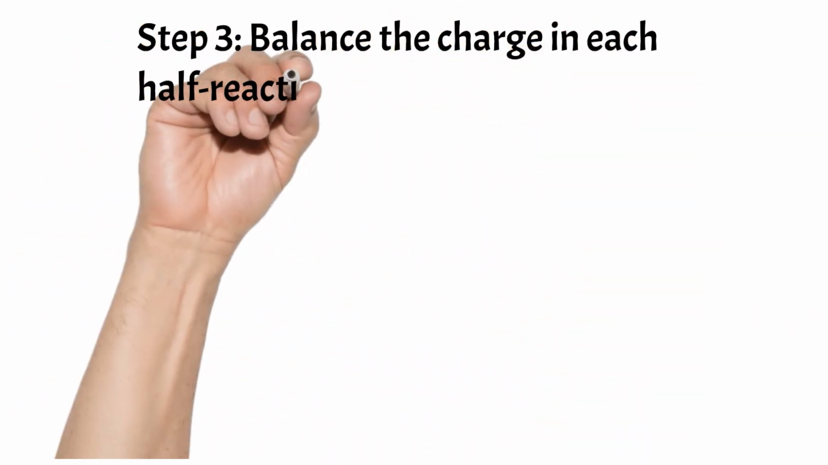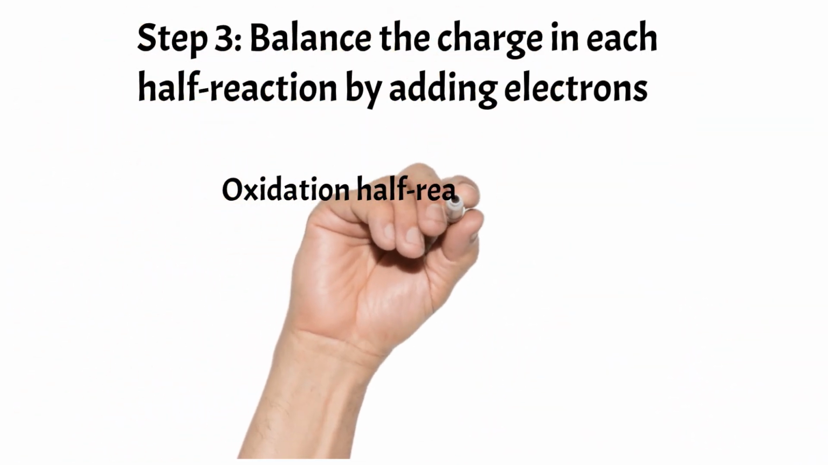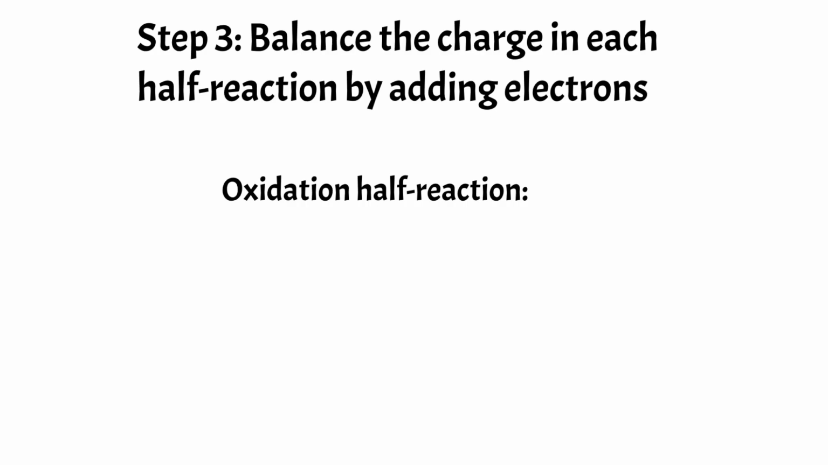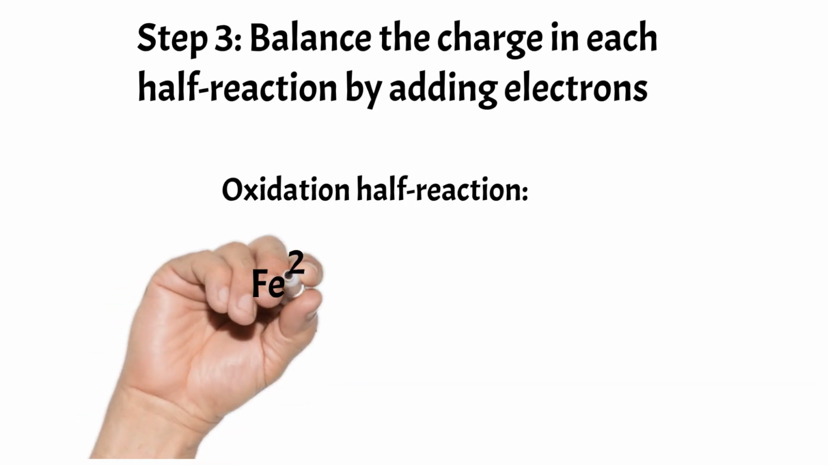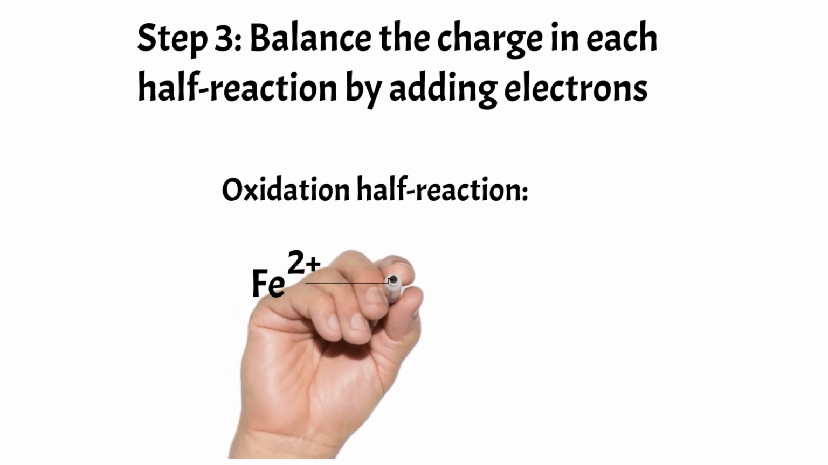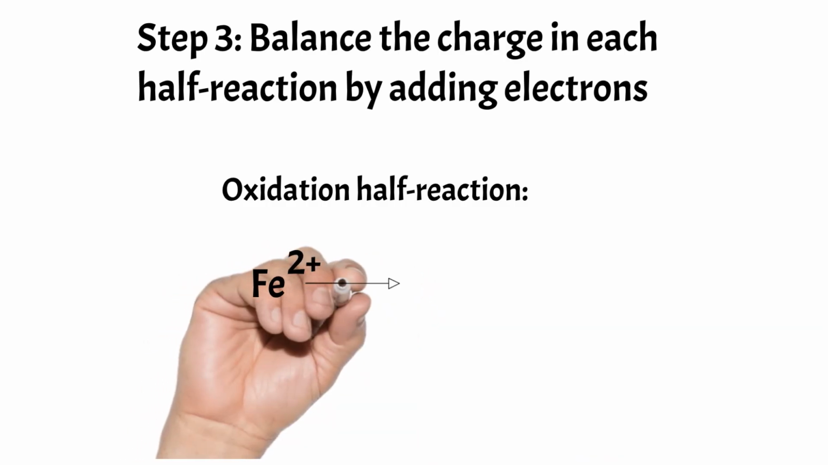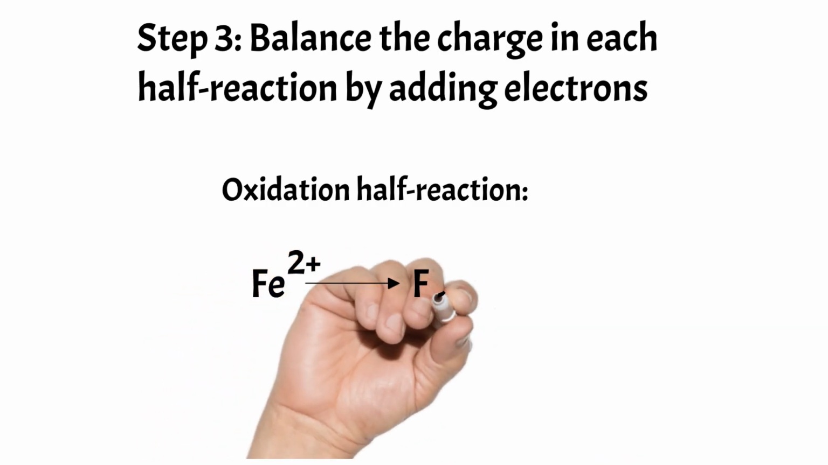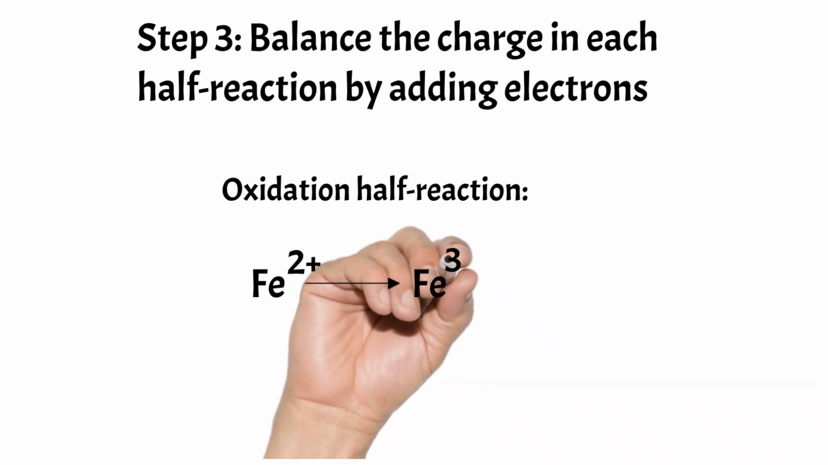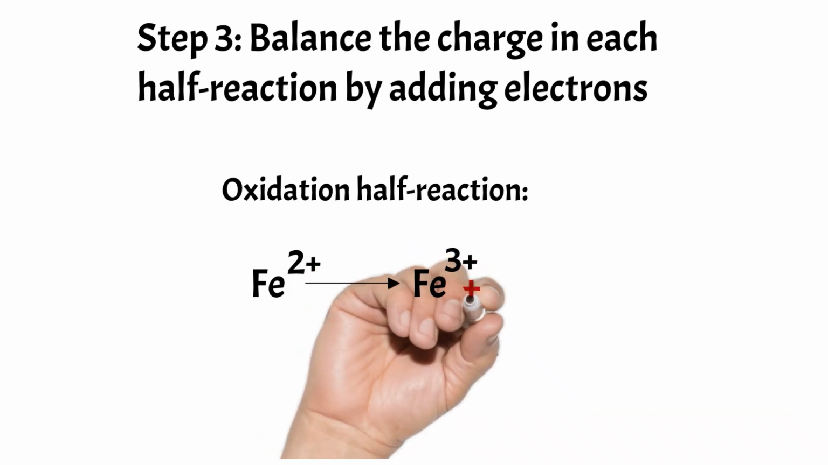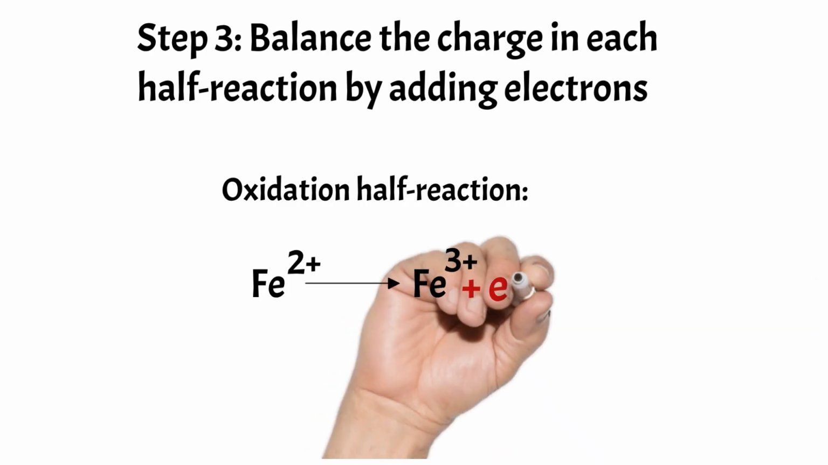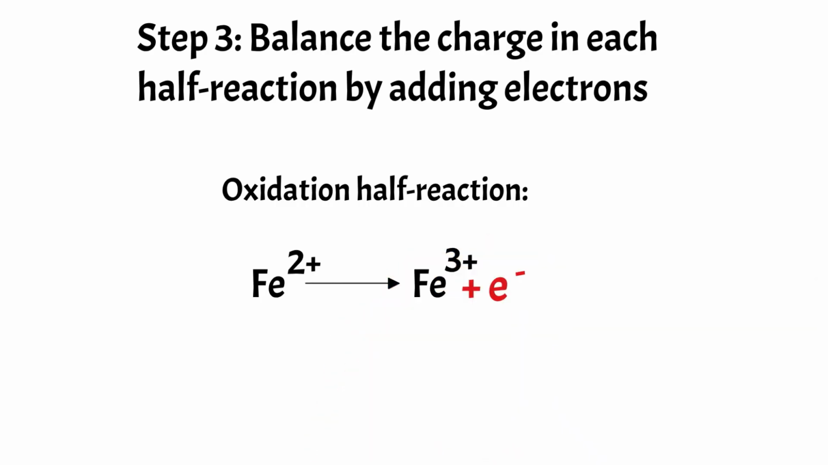Step 3. Balance the charge in each half reaction by adding electrons. On the oxidation half reaction, your reactants are iron, and the charge is 2+. On the products, the charge is iron with a 3+. To balance the charge, add 1 electron to the right side.